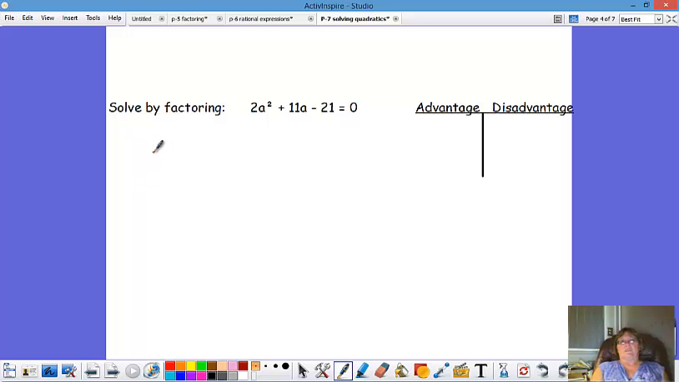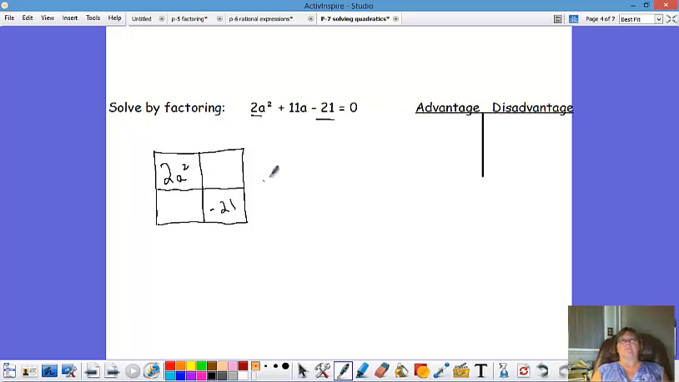Some folks would say that wouldn't be their favorite to factor, but I would say with the box method, it's just as easy to do this one as one that has a coefficient of 1. I'm going to go ahead and draw the box method. And remember, when you're factoring, these are the two terms that you know for sure. They fill in these corners in the box. So we have a 2a squared and a minus 21.